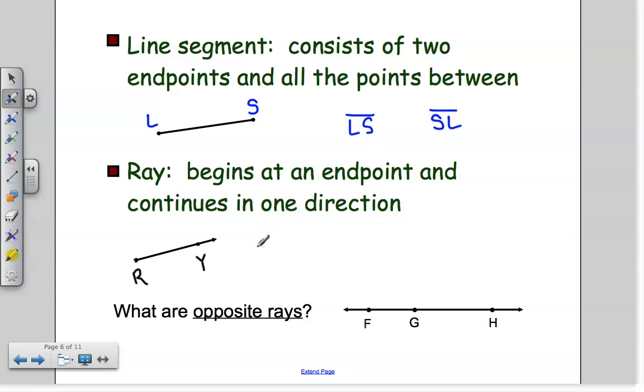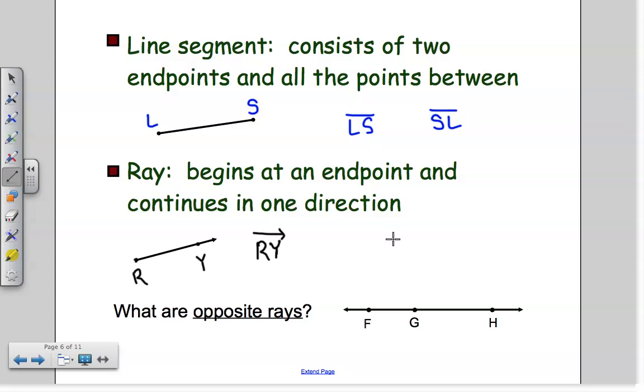Now to name a ray, it's actually really specific and it's really picky about how you name it. You have to give the endpoint letter first. So this is ray RY, and when you write the ray symbol over the top, the arrow has to point to the right any time that you write the actual name of this. So this is ray RY. You would not say ray YR. You have to put the letter of the endpoint first.